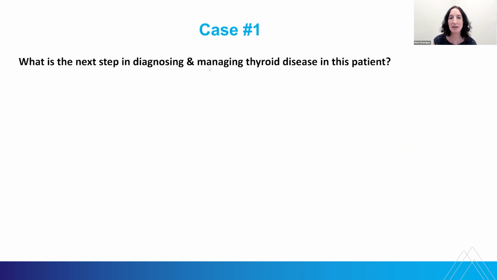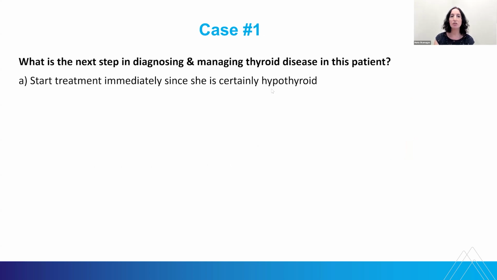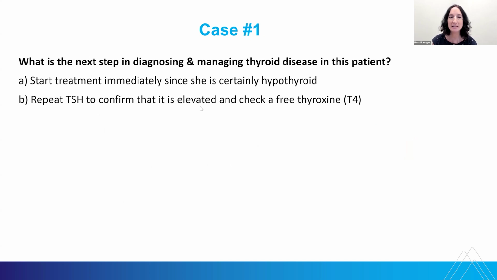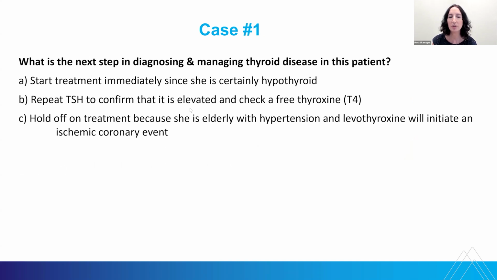What is the next step in diagnosing and managing thyroid disease in this patient? A, start treatment immediately since she's certainly hypothyroid with that TSH of 24. B, repeat TSH to confirm that it truly is elevated, and along with that, check a free T4. Or C, hold off on treatment because she's elderly with high blood pressure and levothyroxine will initiate an ischemic coronary event.